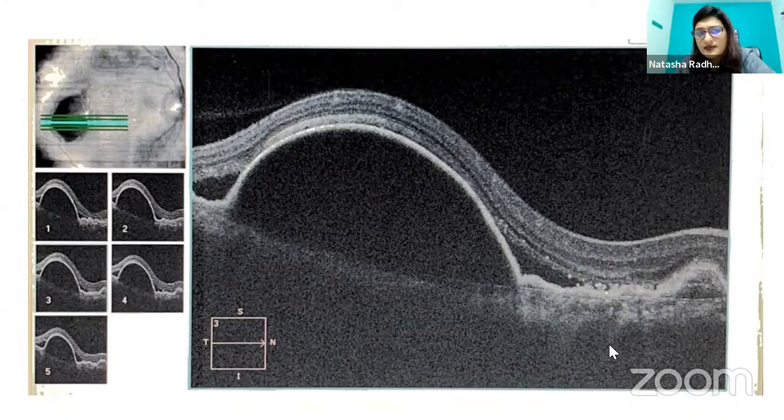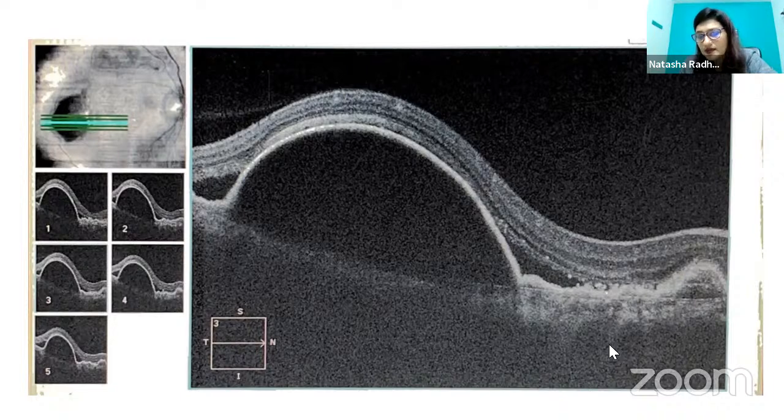Specifically, which structure will you see under the PED? Which membrane will you see? The underlying Brooks membrane, isn't it? So if you can see the underlying Brooks membrane clearly, it is a serous PED. Because if it is hemorrhagic PED or fibrovascular PED, there will be shadowing, and that shadowing will not allow the Brooks membrane to be clearly visible.